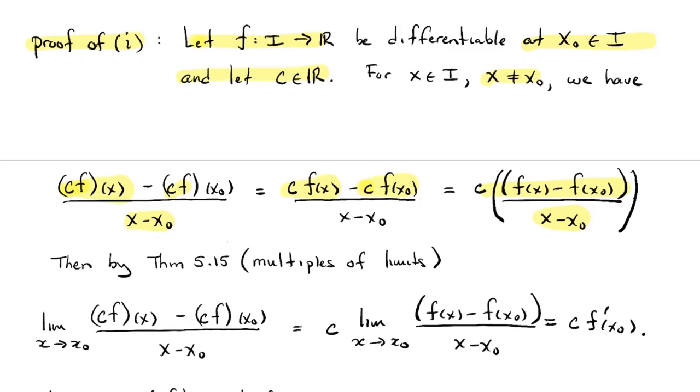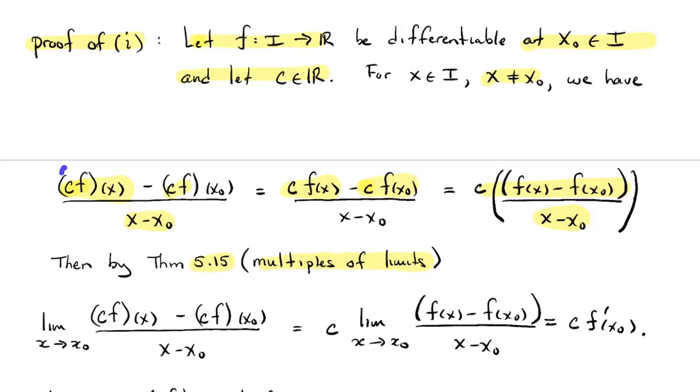But now I can use limit laws. In particular, the limit law that I'm using is about multiples of limits. It's theorem 5.15. That law says that the limit of a constant multiple times a function is that constant multiple times the limit of the function, if the limit exists. Well, I know that the limit of this difference quotient for f exists because f is differentiable. I'm assuming f is differentiable.